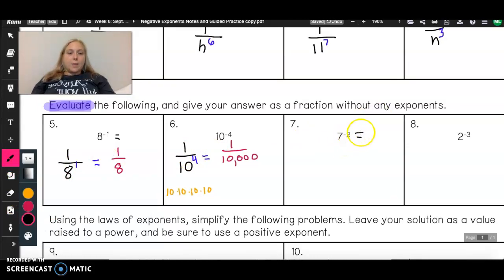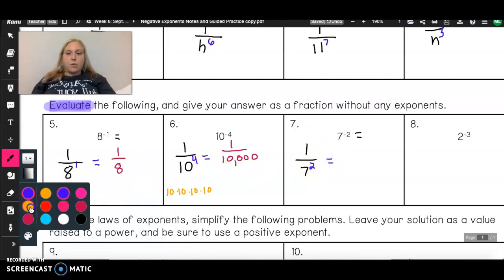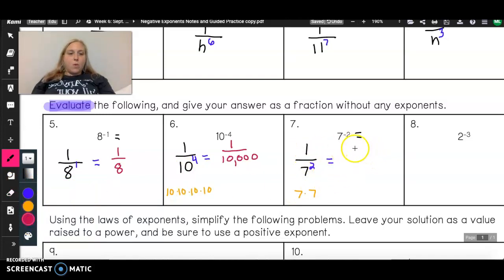7 to the negative 2nd power is equal to 1 over 7 to the positive 2nd power. That's your exponential form. And then in standard form, we of course know that 7 squared is just 7 times 7. So in exponential form here, we would have 1 over 7 times 7, which is 49.